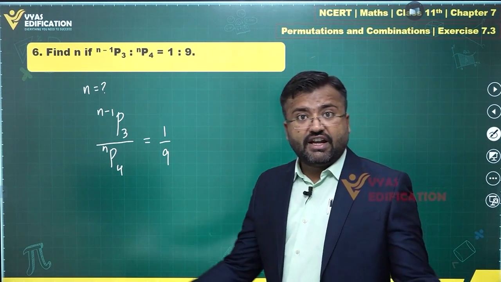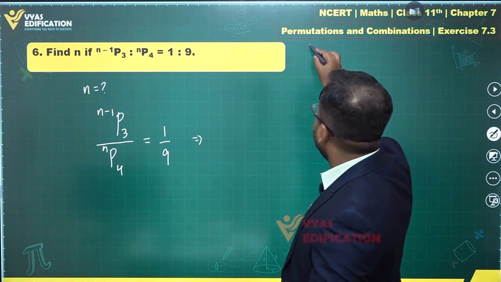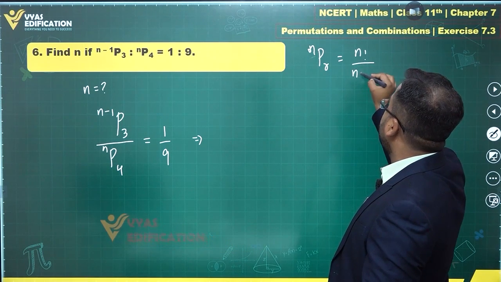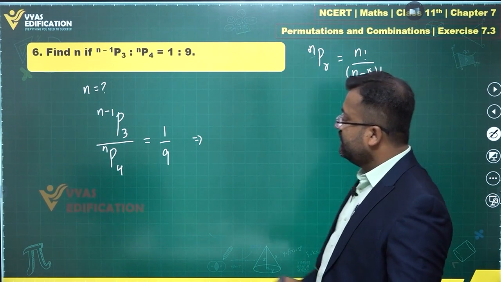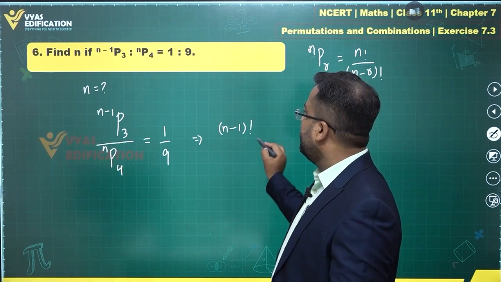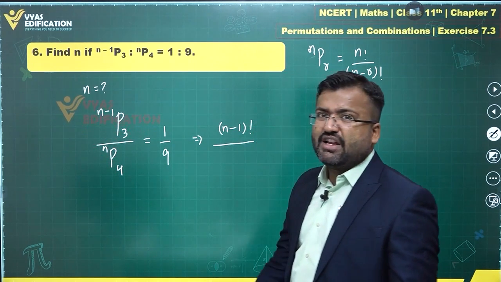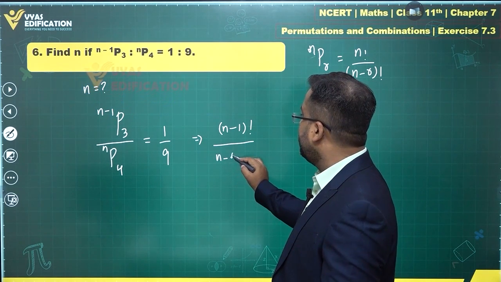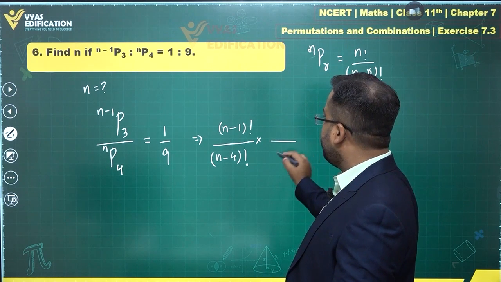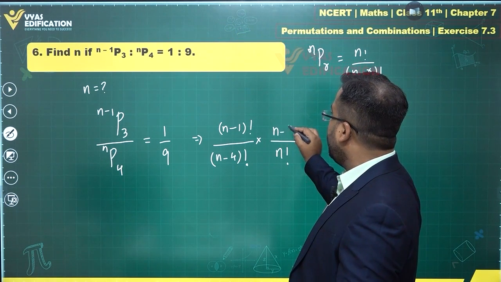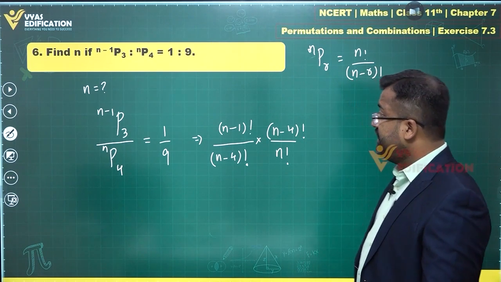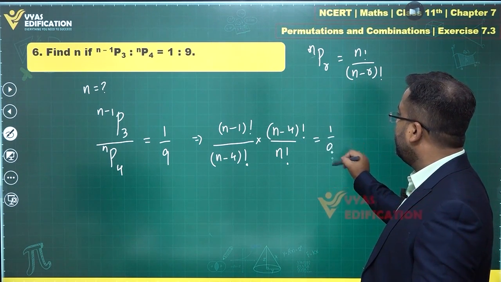Let's apply the formula that we know. nPr is equal to n factorial over (n minus r) factorial. So (n minus 1)P3 will become (n minus 1) factorial divided by the difference of these two, that is (n minus 1 minus 3), which will be (n minus 4) factorial. In the denominator you have nP4, which is n factorial, and you will have (n minus 4) factorial in the denominator's denominator. This is equal to 1 over 9.